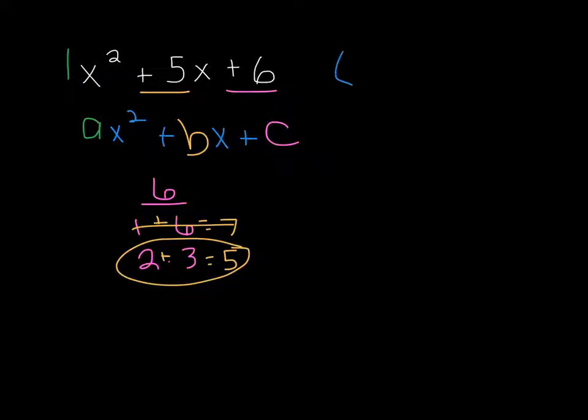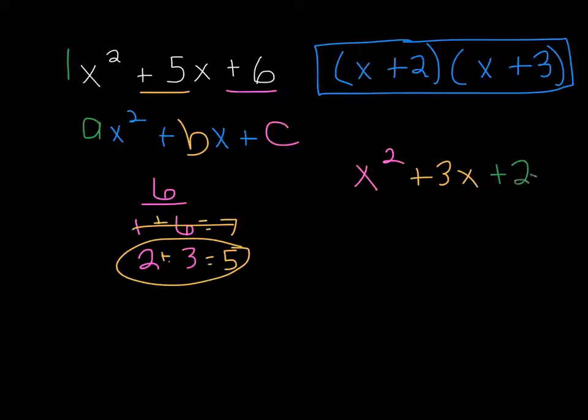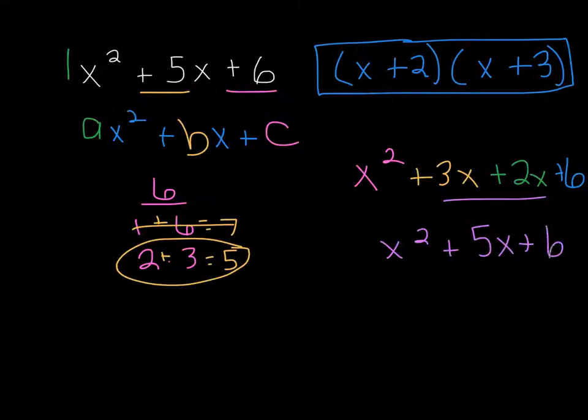So our binomials are x plus 2 and x plus 3. Now let's FOIL this to check. When we FOIL, you do the first. So x times x is x squared. The outer, which would be 3x. The inner, which would be 2x. And the last, which would be 6. And combine the middle. So x squared plus 5x plus 6. So that is correct.